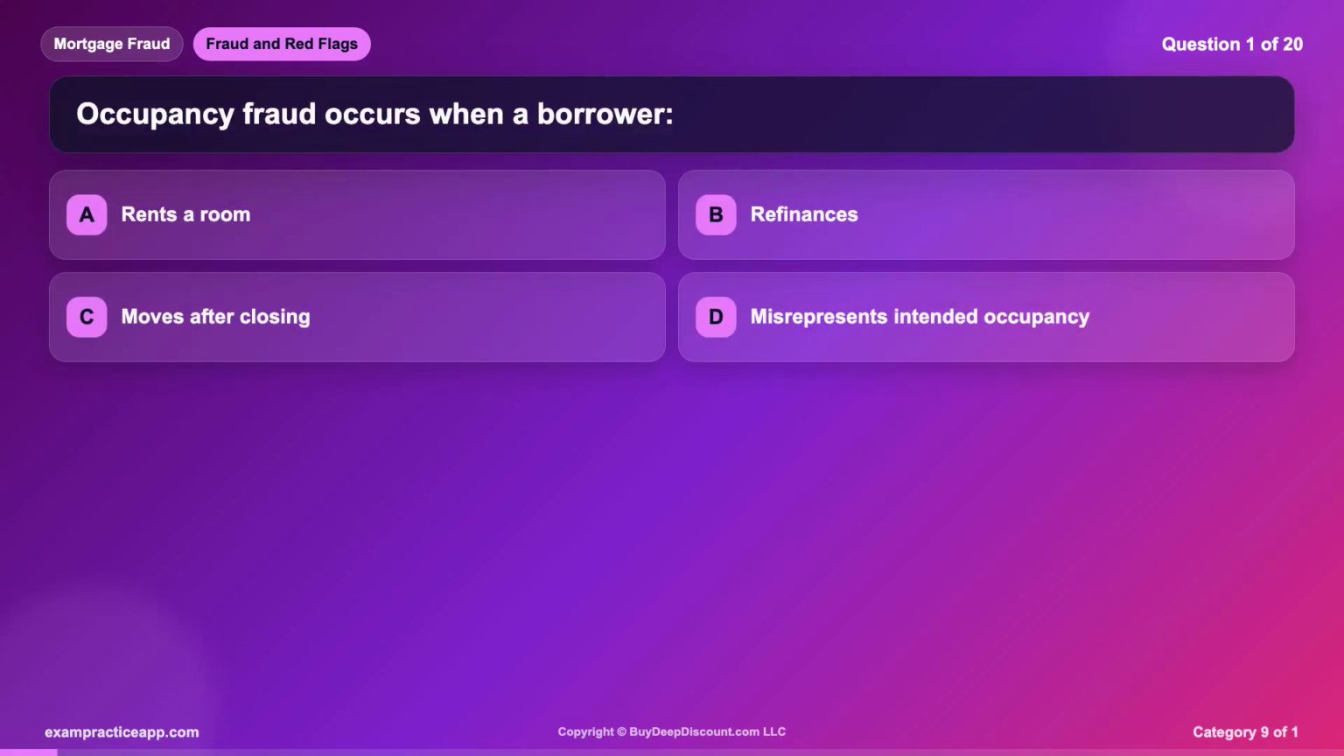Question 1. Occupancy fraud occurs when a borrower, option A, rents a room. Option B, refinances. Option C, moves after closing. Option D, misrepresents intended occupancy. Take a moment to choose your answer. The correct answer is option D, misrepresents intended occupancy. Explanation. Misstating occupancy status is a common fraud.